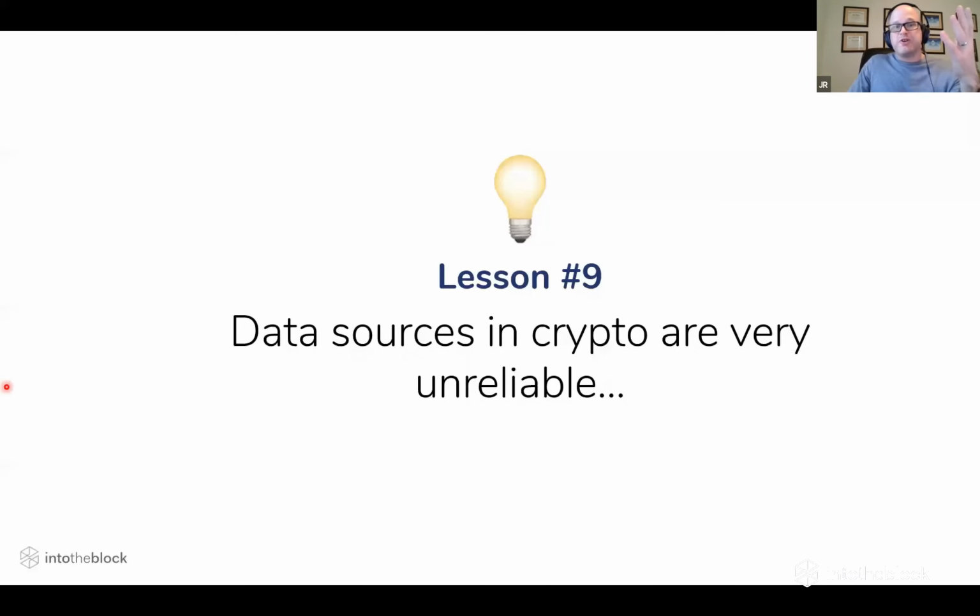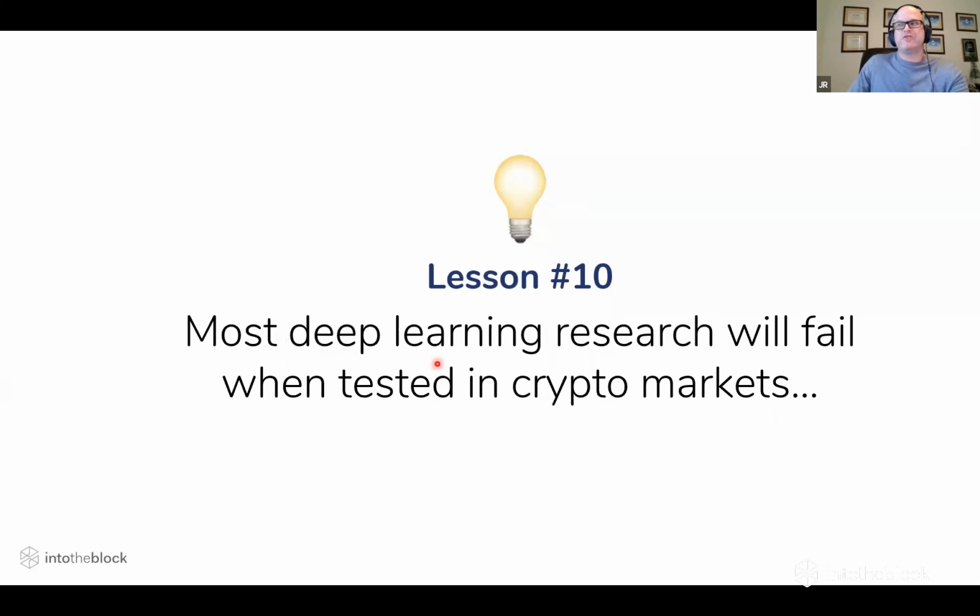Data sources in crypto are very unreliable. API gaps, fake data, all those things. It's hard to collect highly accurate and reliable data. A lot of the providers out there regularly have problems. And then if you have a gap in time in the data, then what do you do?